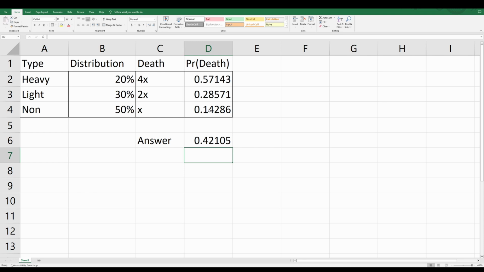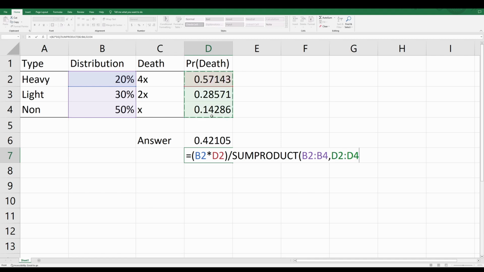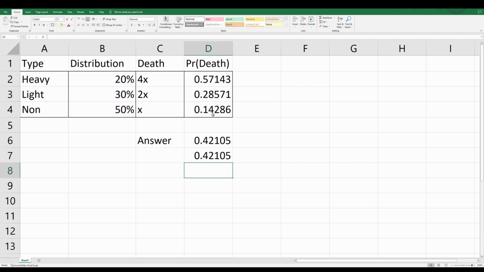Now, if you're wanting to learn a little bit more about Excel, the quicker way to do this is using a formula called SUMPRODUCT. So we're just going to SUMPRODUCT this, and we're going to have two conditions. The first is the array of the distribution, and the second is the array of the probability of death, and we come up with the same answer.